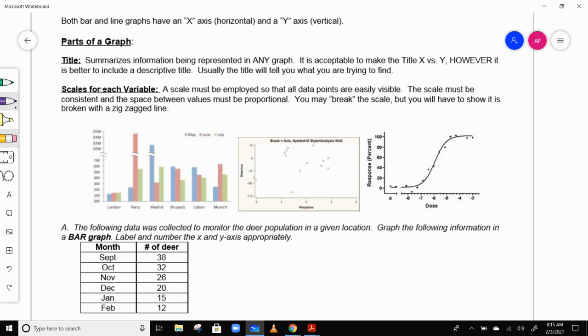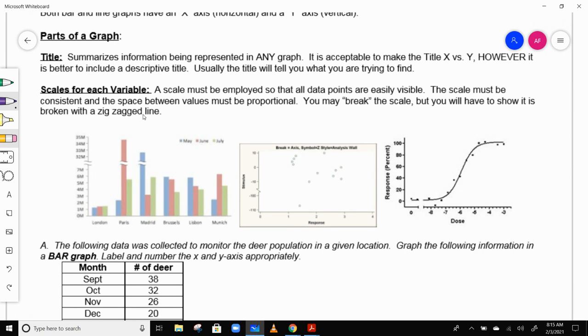Okay, when we look at scales for variables, we have to use a scale so that all data points are easily visible. The scale should be consistent, and the space between values must be proportional. So if you have 0 and 1 here, and 1 and 2, those are the same quantity between 0 and 1 and 1 and 2. So the space between them should be equal.